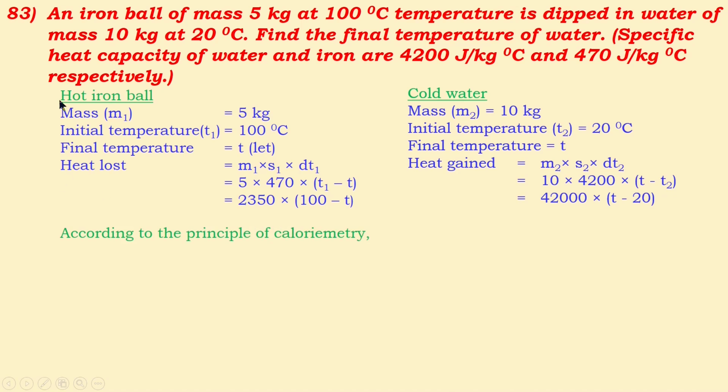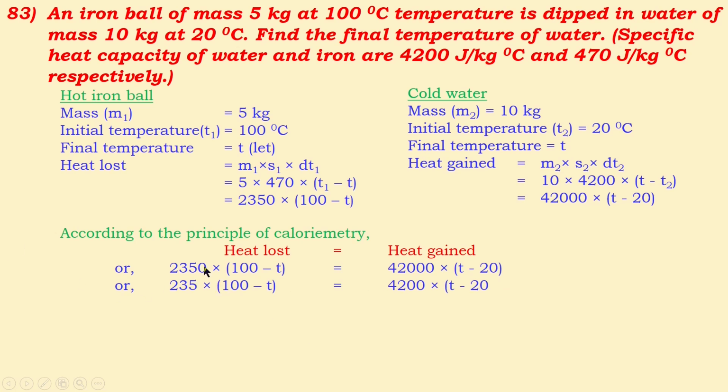Now according to the principle of calorimetry, heat lost by the hot iron ball, which is here, is equal to heat gained by the cold water, which is here. And that's why these two equations are equal. Heat loss equals heat gain, and 2350 into (100 minus T) is equal to 42,000 into (T minus 20). Now we have to just multiply and divide, and we have to open this bracket also. And in the next step, we can write 235, this 0 and this 0 I cancelled, and next step we can go like this, 235 multiplied by 100 multiplied by T, and here also we are opening the bracket.